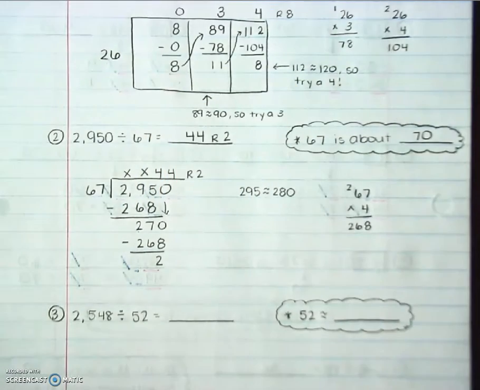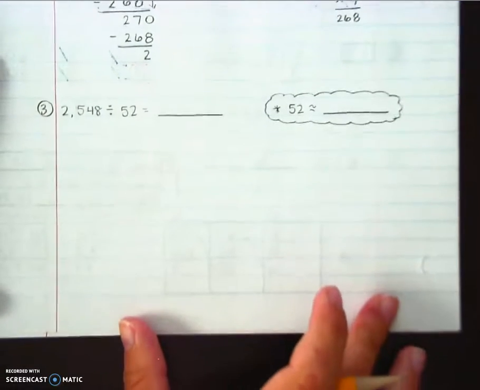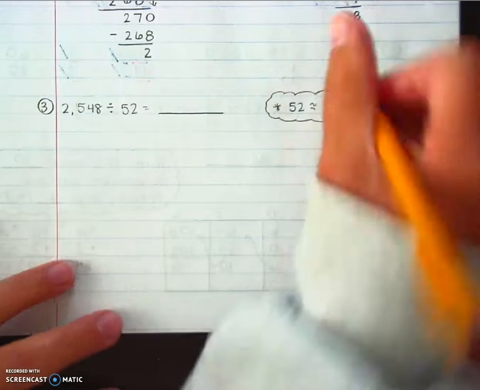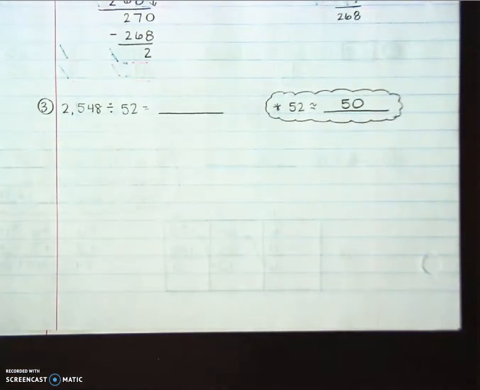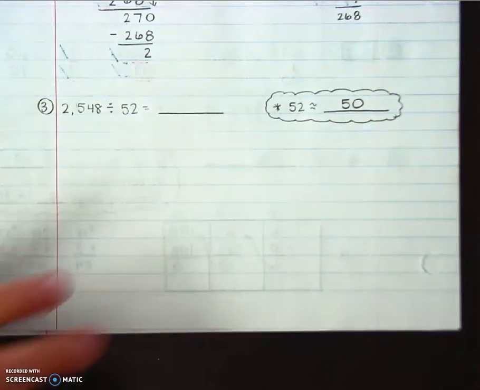Let's take a look at one more together. 2,548 divided by 52. 52 is pretty close to 50. I like using the 5s. 5s are really easy facts for me, so that's going to be something that's going to be helpful.